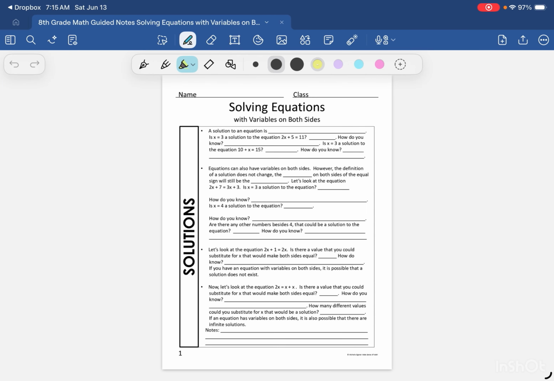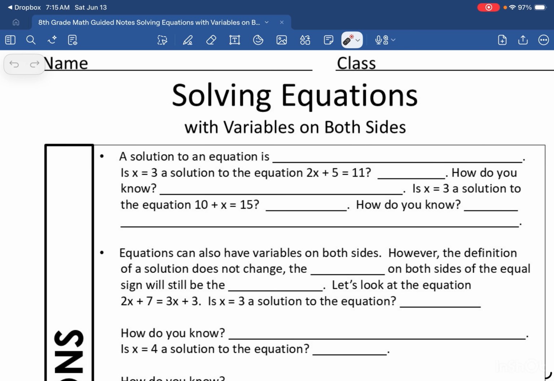Everyone, welcome to the Solving Equations with Variables on Both Sides guided notes. Let's get started here. A solution to an equation is the value of the variable that makes a balanced equation.